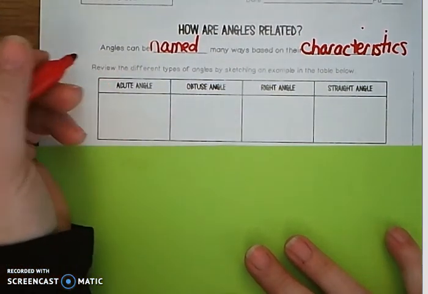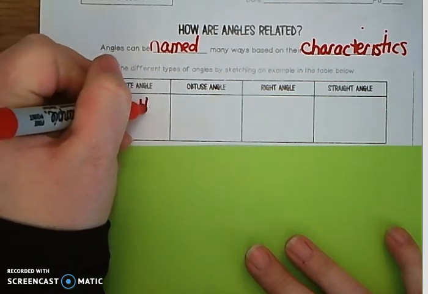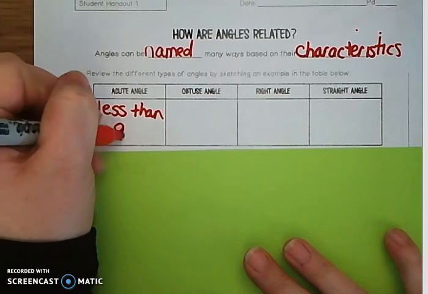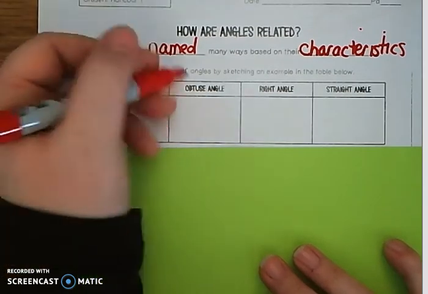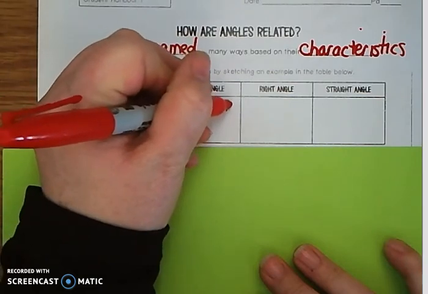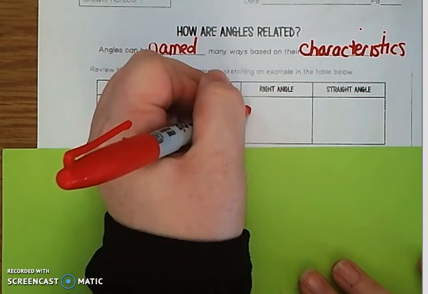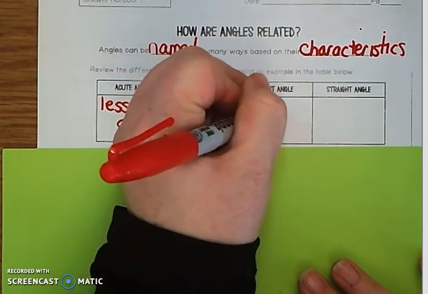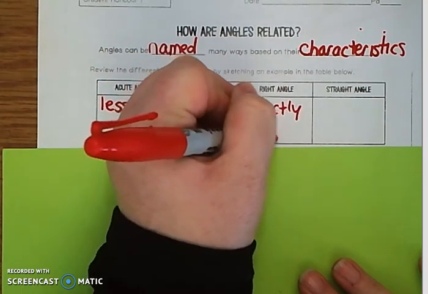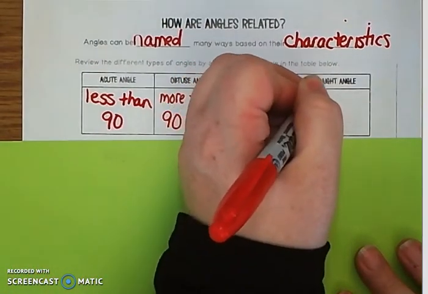An acute angle is what? Less than 90. Good, if you knew that one. What's an obtuse angle? More than 90. Good. A right angle? Exactly 90. And a straight angle is exactly 180. Good job if you knew all those.